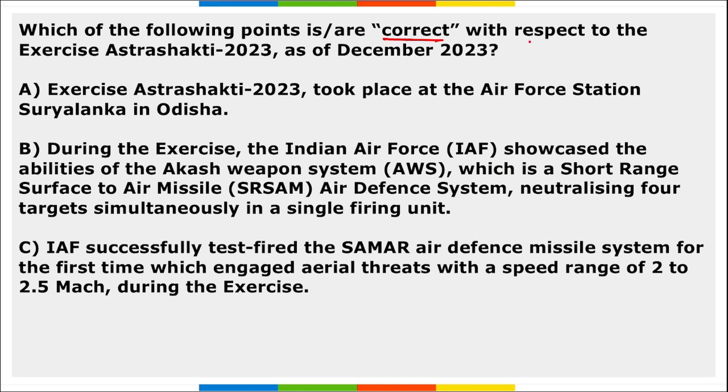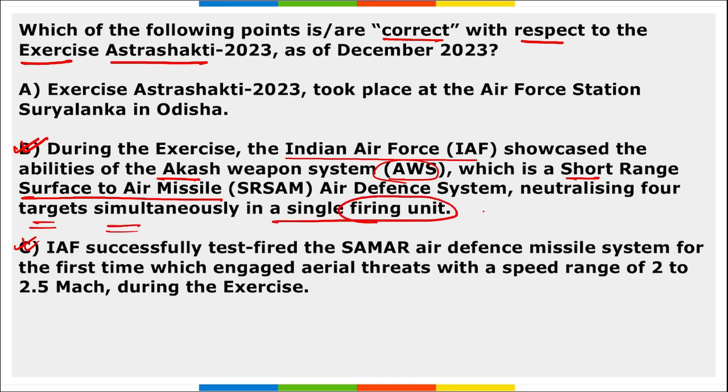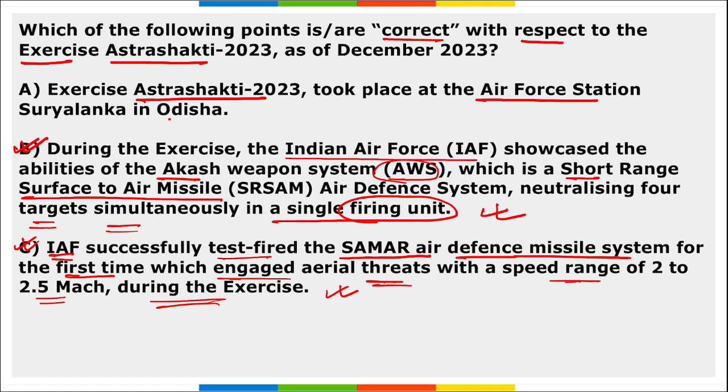Next, which of the following points are correct with respect to the exercise Astra Shakti in December? If we talk about this, options B and C are right, A is wrong. Looking at B, in this exercise the Indian Air Force showcased the abilities of the Akash weapon system, which is a short range surface to air missile air defense system that can neutralize 4 targets simultaneously in a single firing unit. So absolutely right. C is saying the Indian Air Force successfully test fired the Summer Air Defense Missile System for the first time, which engaged aerial threats with a speed range of 2 to 2.5 Mach during this exercise. So absolutely right. But option A is saying that exercise Astra Shakti took place at the Air Force Station in Odisha.